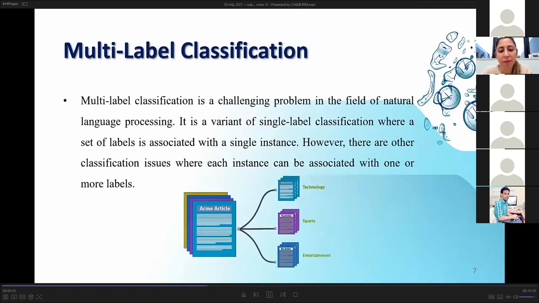Multilabel classification is a challenging problem in the field of natural language processing. It is a variant of single-label classification, where a set of labels is associated with a single instance. However, there are other classification issues where each instance can be associated with one or more labels. As the example below shows, a document can belong to more than one category. For example, in the case of multilabel medical data, the medical document describing the state of health of a single patient may contain one or more diseases, where each disease is represented by a class.